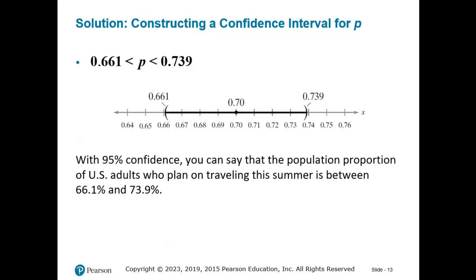And the way we can word our conclusion is, with 95% confidence, you can say that the population proportion of U.S. adults who plan on traveling this summer is between 66.1% and 73.9%. In the real world, when you're reading statistics, they often will write it as stating the point estimate and will say with a 0.04 margin of error, or plus or minus 2.4%, instead of giving you the range. Just a note to watch for and relate to what you've learned. You'll know what they're talking about and how they found it now.